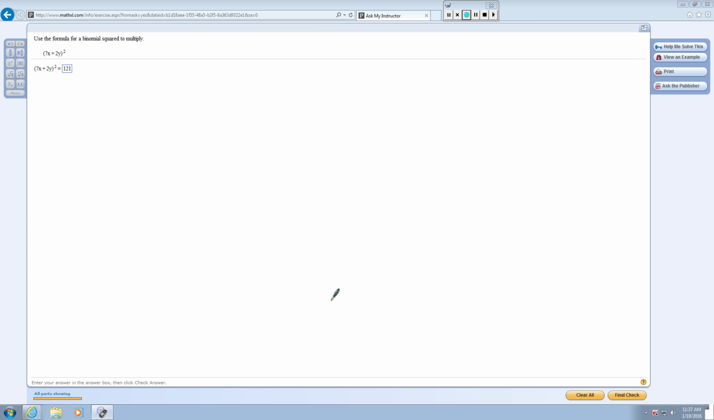4, A cubed plus B cubed is equal to (A plus B) times (A squared minus AB plus B squared). Oh, sorry. I take medication.